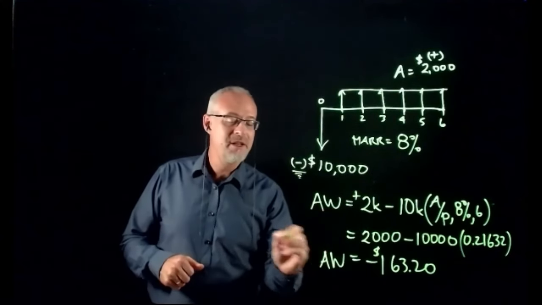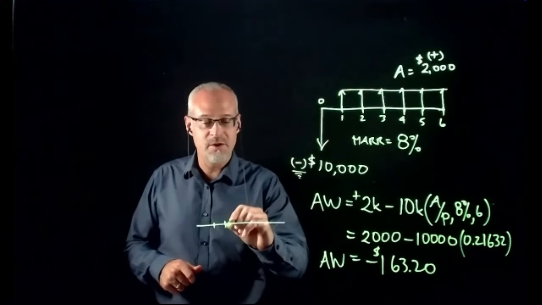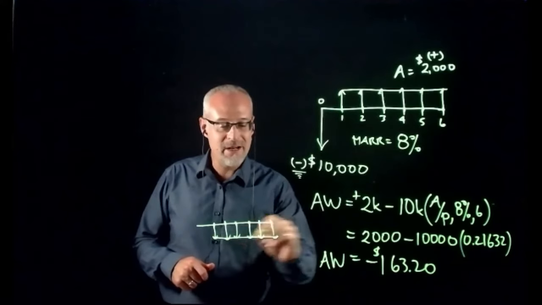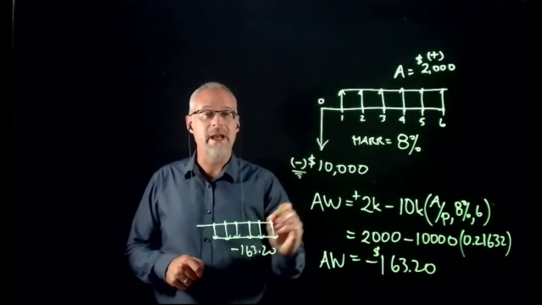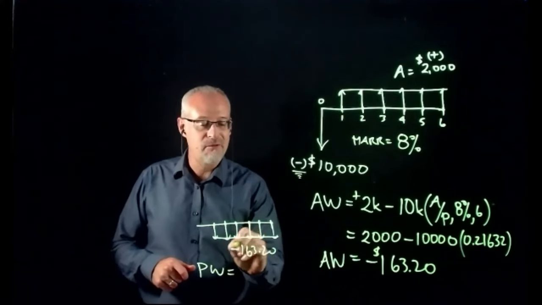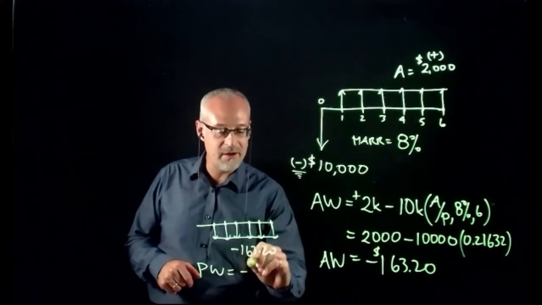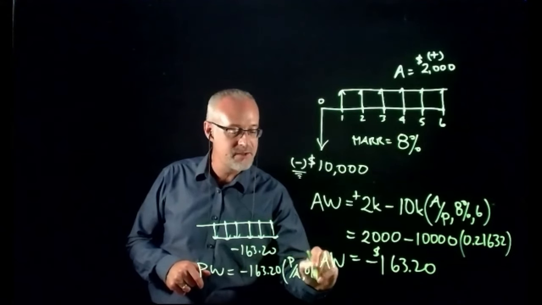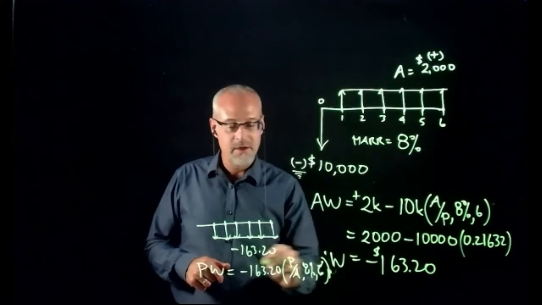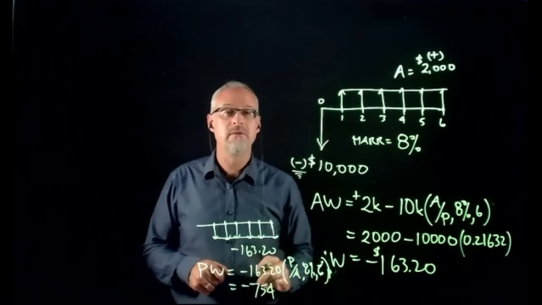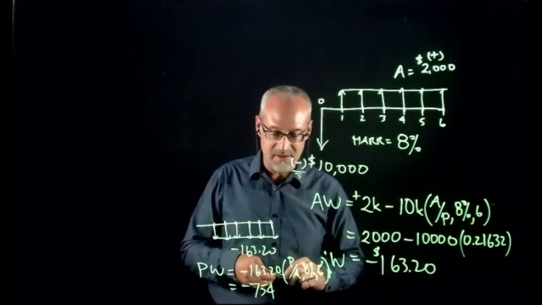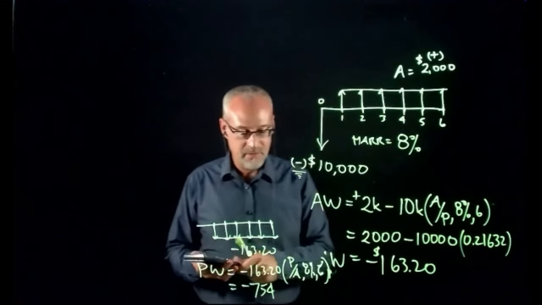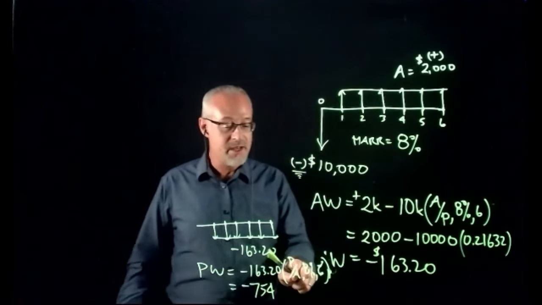What I really mean is that you've got to take this 1, 2, 3, 4, 5, 6. So here's my 6, and you've got to do an annuity, a negative annuity of 163.20. And if you find the present worth of this, so you take your annuity, negative 163.20, and you multiply it by the P given A factor for 8% and 6 years, that should equal negative 754. Maybe someone has done that. Does that actually work? I mean, it should, and we did.